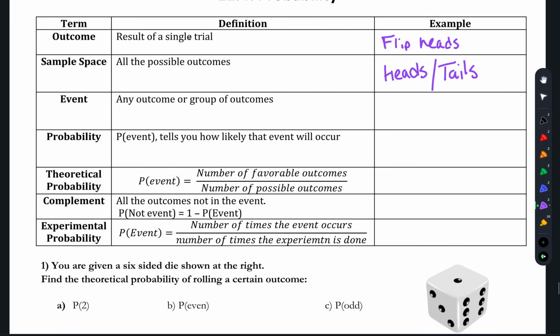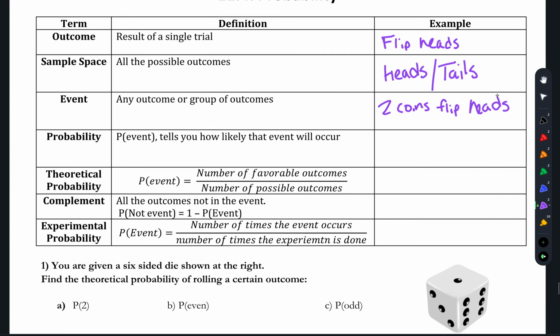An event is something that we are going to use for our predictions. So an event is any outcome or group of outcomes. So for example, an event that we might choose to test is what is the probability that we flip two coins and they both flip heads. So two coins flip heads could be an event. And then we are going to find the probability that that event occurs.